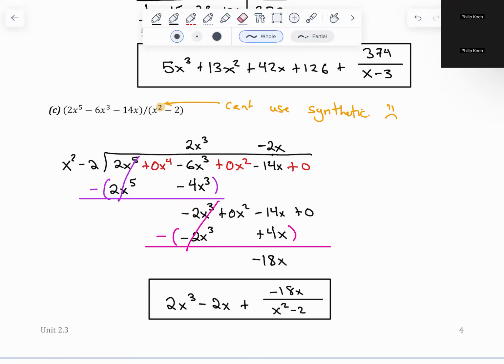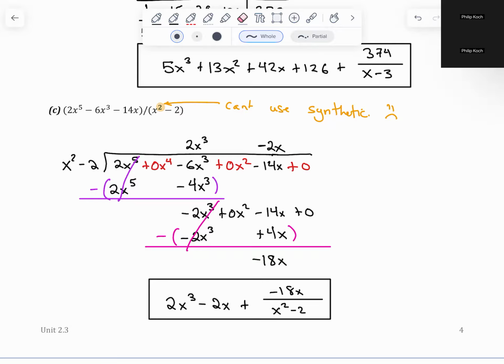And then negative 6x cubed minus negative 4x cubed, that's really plus 4x cubed, so it gives you a negative 2x cubed at the end of the day. Bring down the plus 0x squared minus 14x plus 0. And then how many times does x squared go into negative 2x cubed? Well, it goes into it negative 2x times. Take care of it, and you end up with a negative 18x at the very bottom.